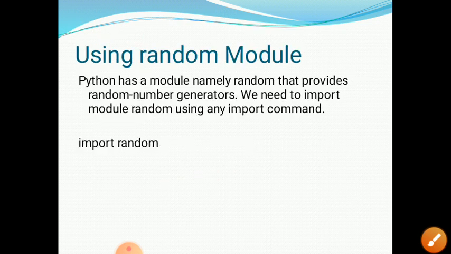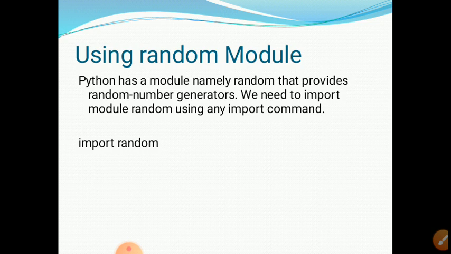Okay, now next is the random module. What is random? What is the meaning of random? Random means a number generated automatically. So let us know what a random number is. Python has a module named random that provides random number generators. A random number, in simple words, means a number generated by chance or randomly.